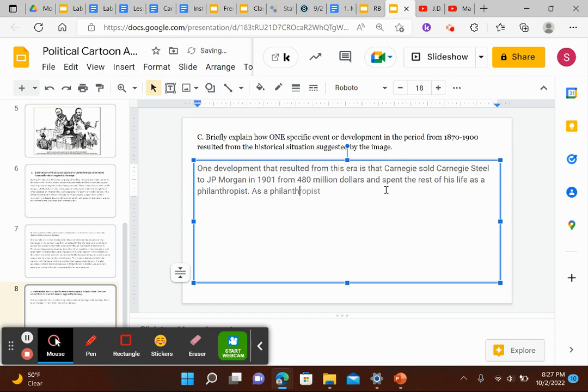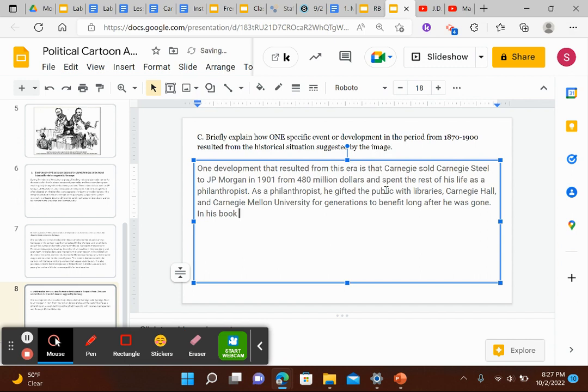As a philanthropist, he gifted the public with libraries, Carnegie Hall, and Carnegie Mellon University, for generations to benefit long after he was gone.